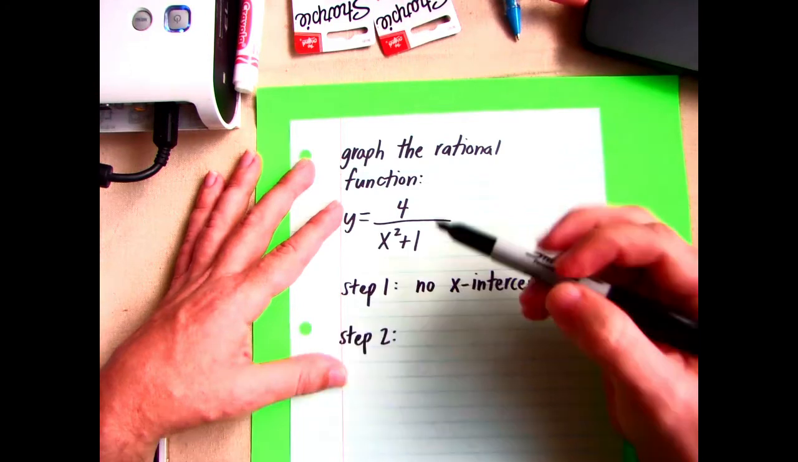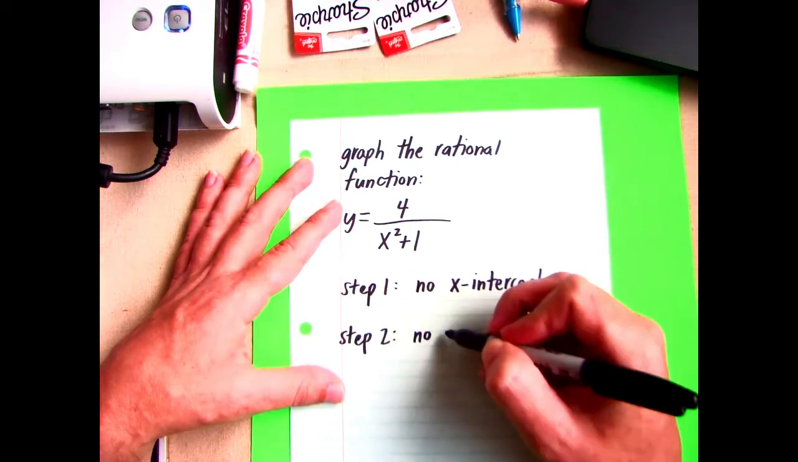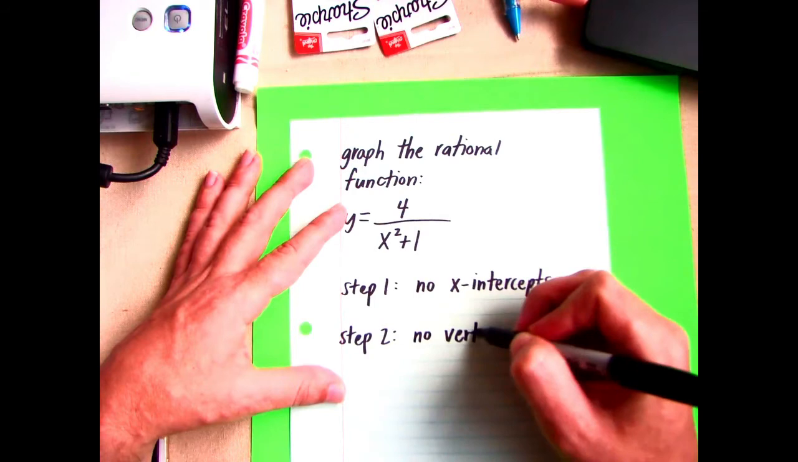Alright, so on to step 2. We look at the denominator. Are there any x values that make the denominator 0? In this case, there is no x value that'll make the denominator 0, so there is no vertical asymptotes.